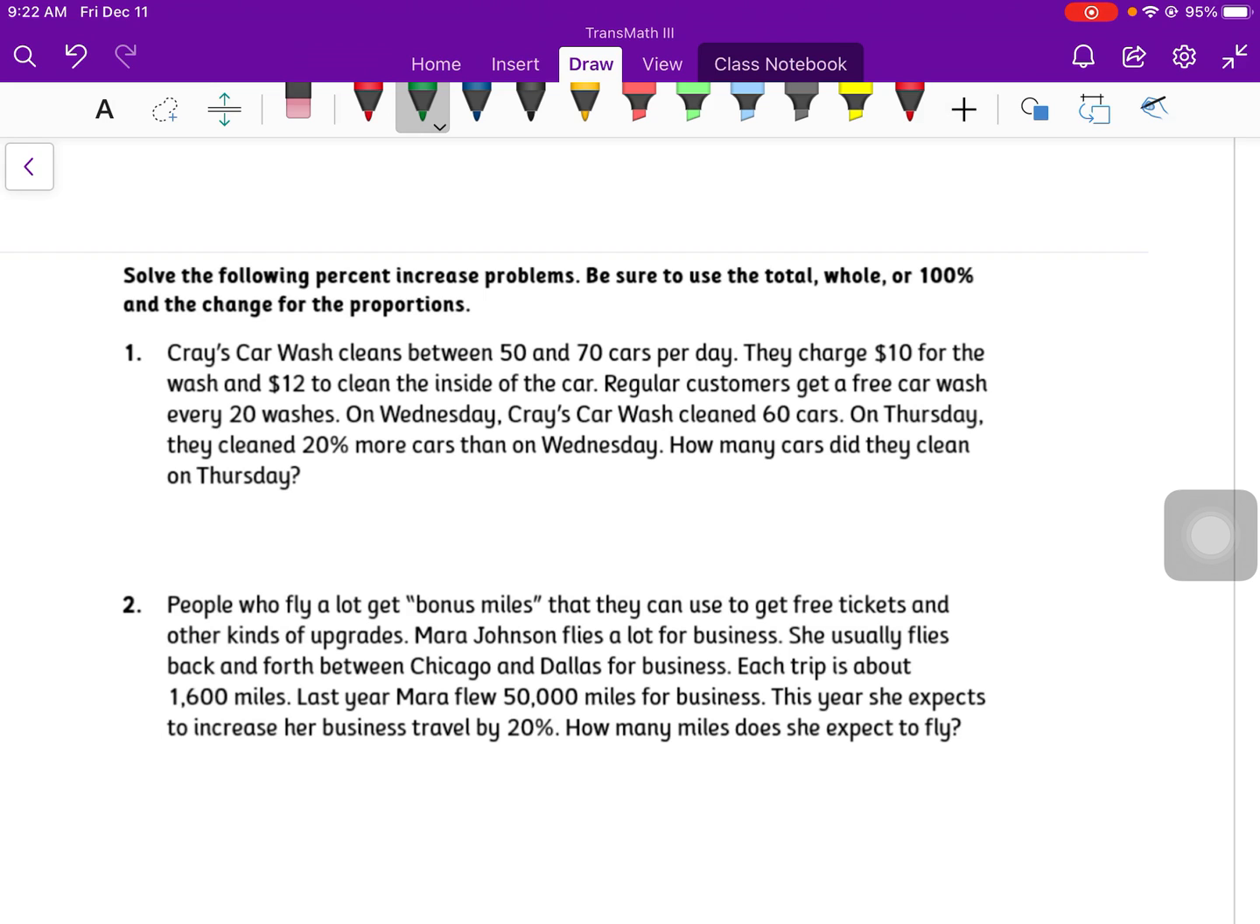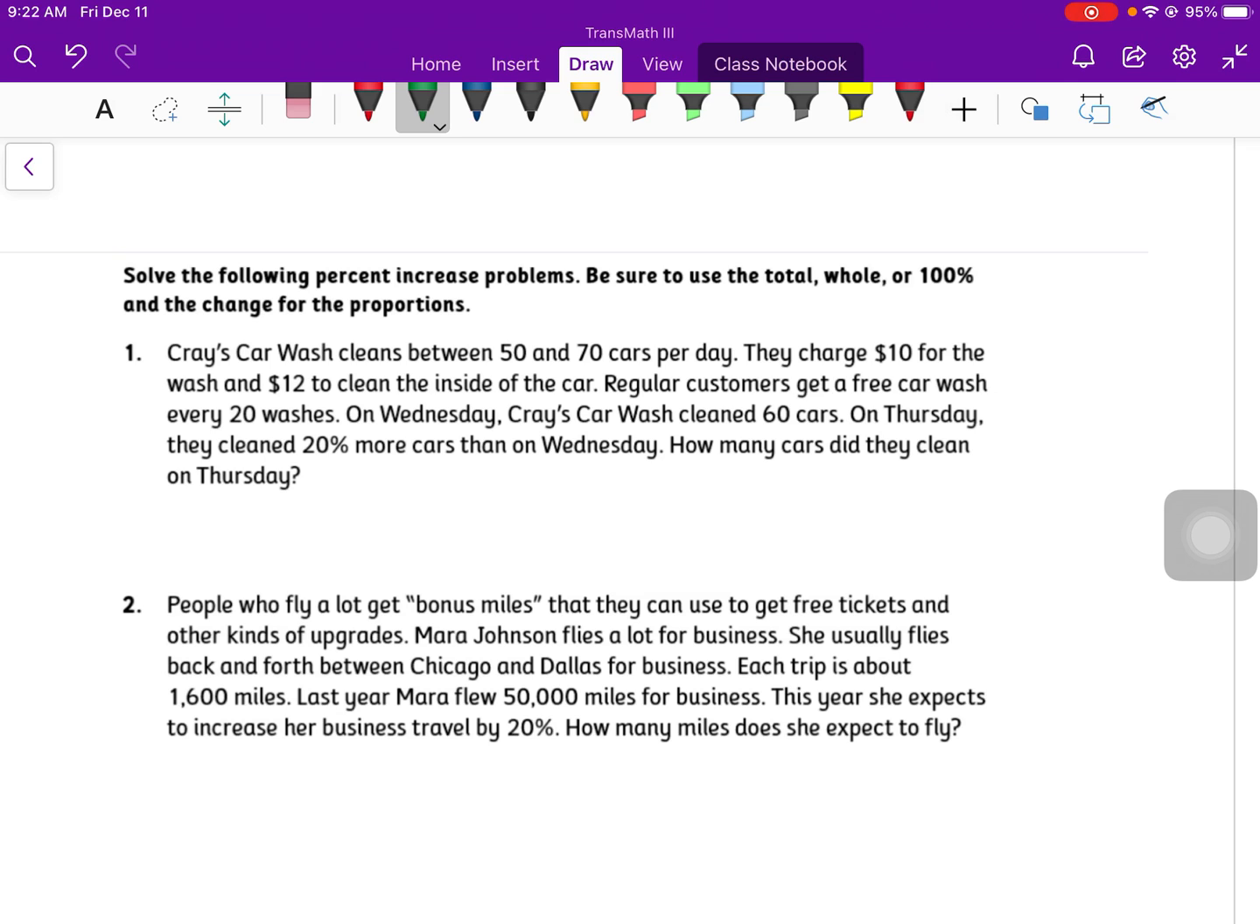So number 1, Craze Car Wash cleans between 50 and 70 cars per day. They charge $10 for the wash and $12 to clean the inside of the car. Regular customers get a free car wash every 20 washes. On Wednesday, Craze Car Wash cleaned 60 cars. On Thursday, they cleaned 20% more cars than on Wednesday. How many did they clean on Thursday?